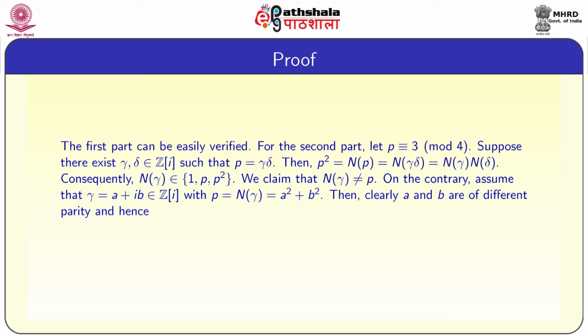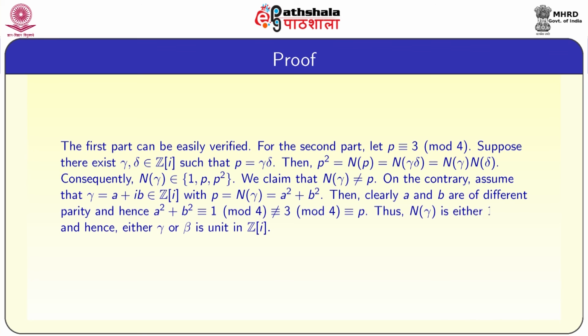On the contrary, assume that gamma equals A plus iB and p equals n of gamma, which is equal to A square plus B square. Then clearly A and B are of different parity, and hence A square plus B square is congruent to 1 mod 4, which is not congruent to 3 mod 4, which is p. Thus, n of gamma is either 1 or p square. Hence, either gamma or delta is a unit in Z[i].